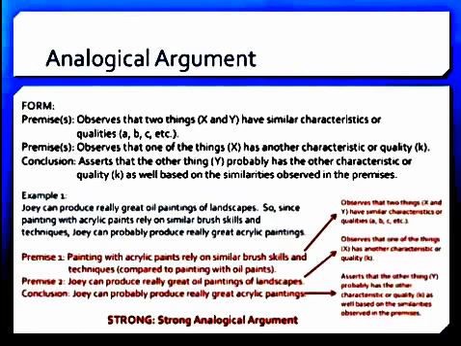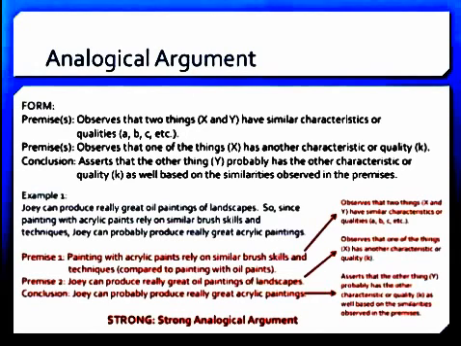So in the other premise, I will call this the second premise, the argument observes that one of the things being compared in the first premise has some other characteristic that has not been mentioned in the first premise. Then the conclusion asserts that the other thing, y, probably has the other characteristic or quality k as well, based on the similarities observed in the premises. So what the conclusion is doing is applying the characteristic that's being mentioned or observed of one thing to the other thing that's being observed.